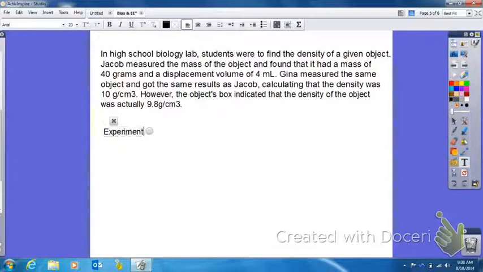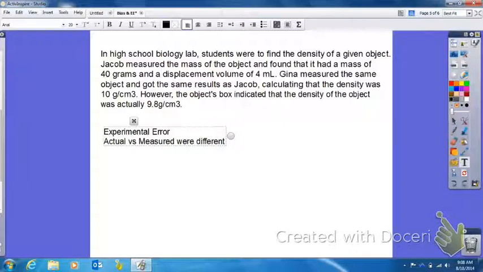Okay, this one is going to be experimental error. And the reasoning why is because actual versus measured were different. And they weren't different by much, okay? But this is just because their tools probably weren't accurate enough to get that minute of a difference in density.